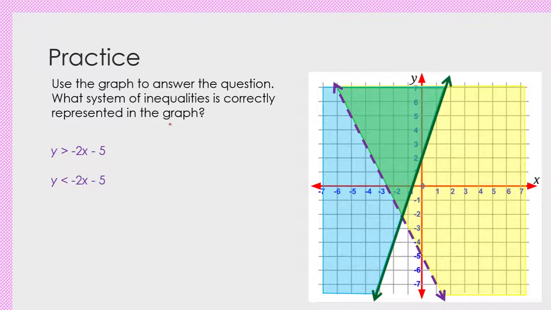This time, it is also represented by the yellow portion. That is shaded above the line. That means we erase the bottom option and we are left with y is greater than negative 2x minus 5.